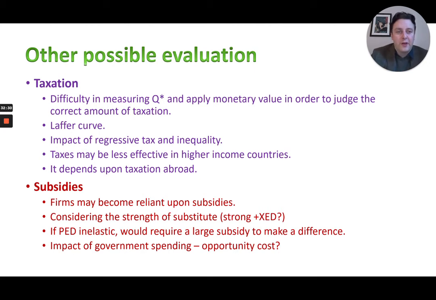Subsidies on e-cigarettes, which used to be a thing, I don't think it is anymore, but firms may become reliant on subsidies. Again, consider the strength of the substitute. Is e-cigarettes a strong, positively correlated cross-price elasticity with normal tobacco? If PED, price elasticity of demand, is inelastic, would it require a huge subsidy to make any difference to the market? And with subsidies, there's always going to be an opportunity cost for government. Should they be spending money here or should they be using the money elsewhere?